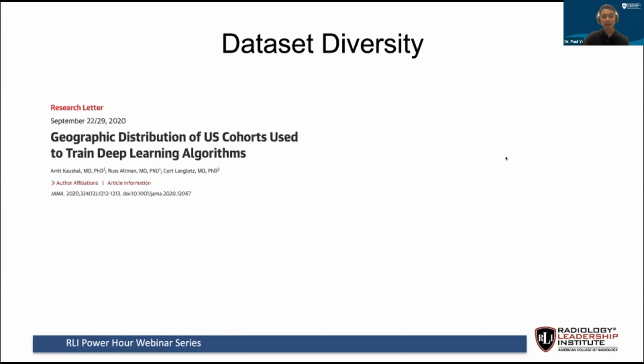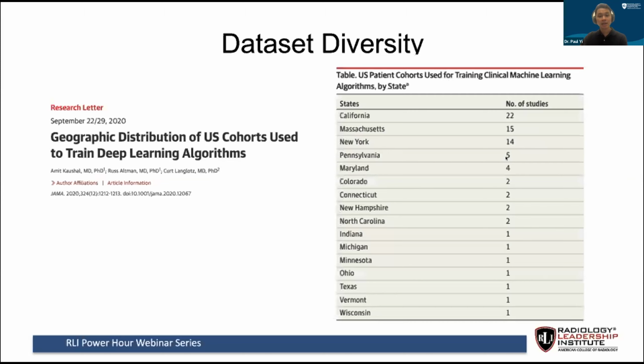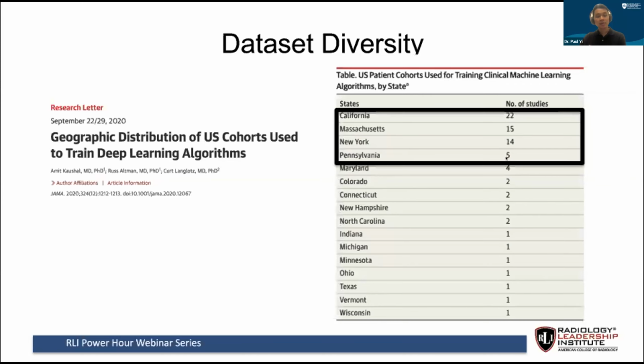Like all things with AI, garbage in, garbage out. And one of the things that's really important is dataset diversity. Curtis Langlotz and colleagues published this research letter in JAMA a couple years back, where they looked at the geographic distribution of cohorts used to train deep learning algorithms from the US. What they found was pretty striking: although there have been several studies, most of the data sets came from just 4 states, California, Massachusetts, New York, and Pennsylvania, with the implication being that these results, these data sets, may not be representative of the entire country.